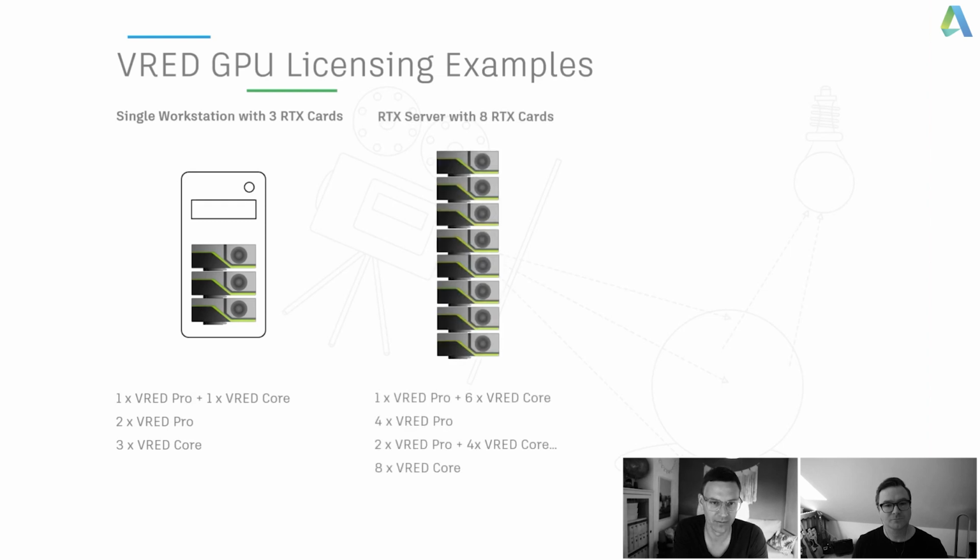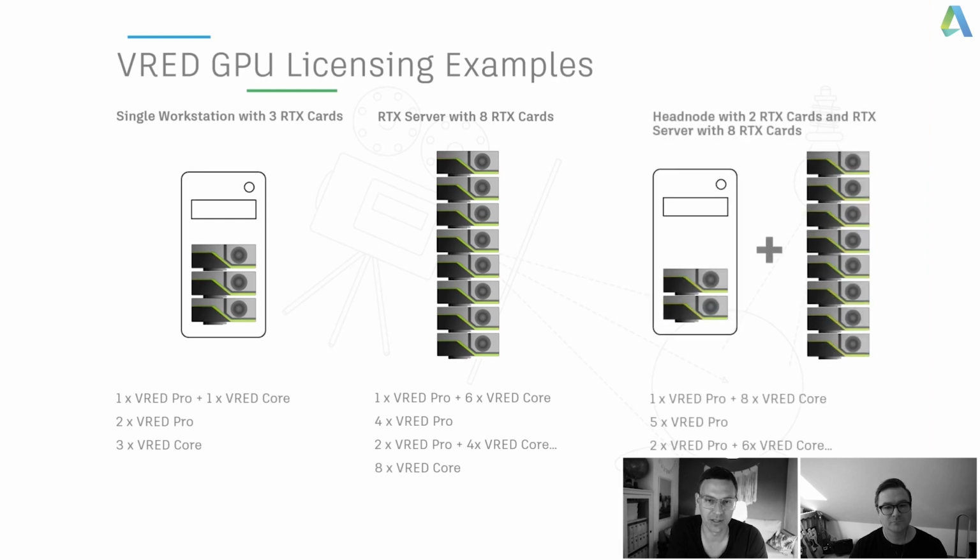The fine RTX cluster that Dani is using at the very moment with 8 RTX cards can be used by using either 1 VRED Pro and 6 VRED Core, or also 4 VRED Pro licenses, or you use 2 VRED Pro and 4 VRED Core, or you can say, well, I want to use 3 VRED Pro and 2 VRED Core, and so on. If you don't need the UI, then obviously you can also use 8 VRED Core licenses.